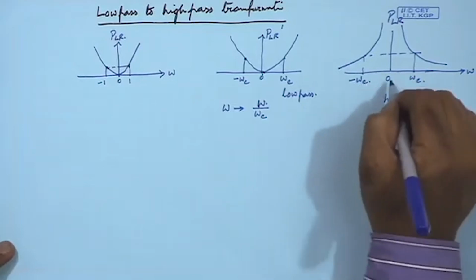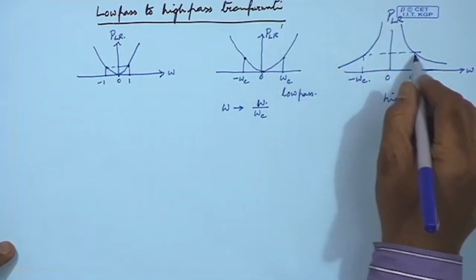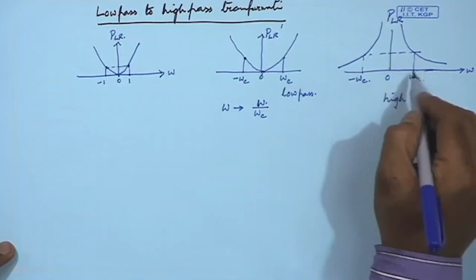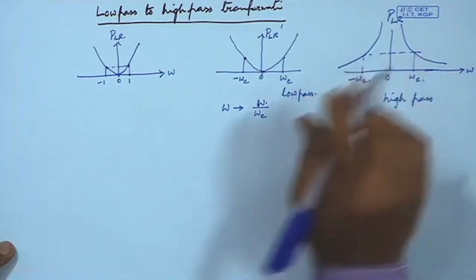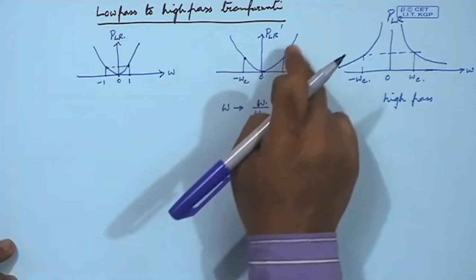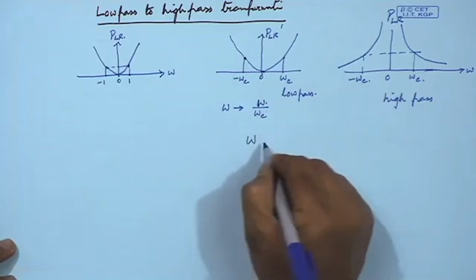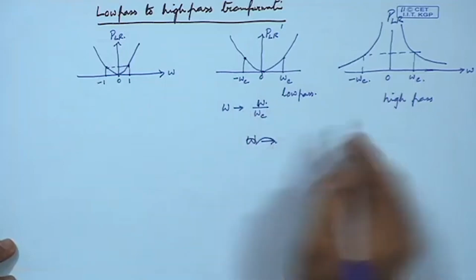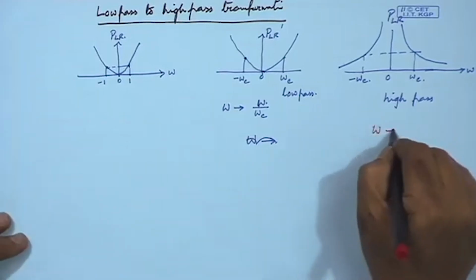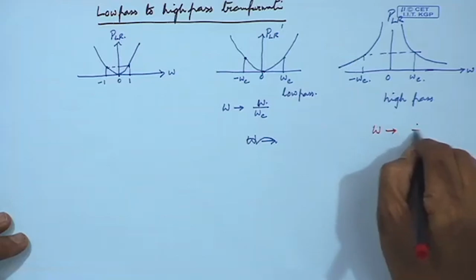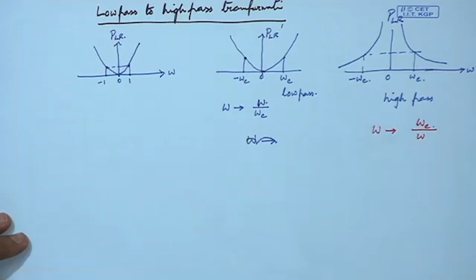I want that at 0 the PLR should go to infinity, at omega c the PLR will come to a certain value and thereafter fall. Similarly at minus omega c and thereafter it should fall. That means I need a frequency variation inverse to this type. So the low pass to high pass transformation is obtained where omega comes down and omega c comes up.